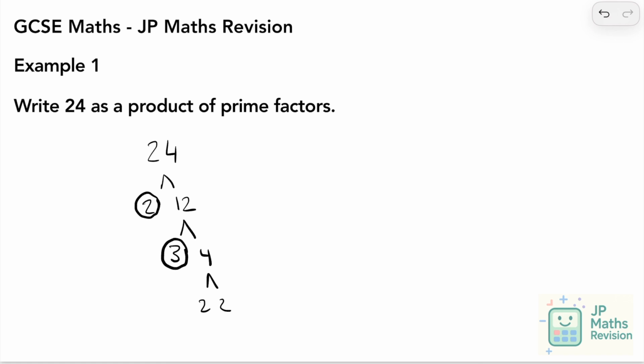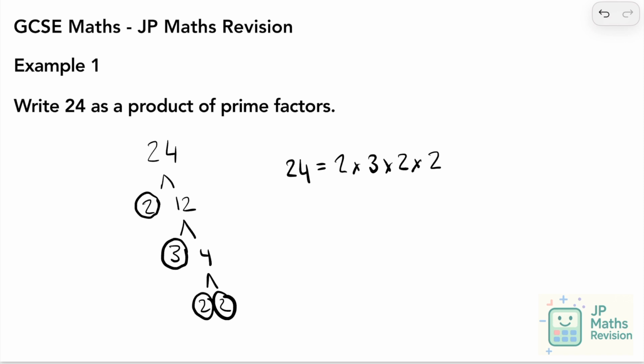So 2 again is definitely a prime number because we've already had that one earlier. So I'm going to circle these two and now I'm finished. So finally, what I'm going to do is write 24 as a product of these numbers that I've just found. So I can say 24 equals 2 times 3 times 2 times 2. And that is fine, that is the answer.